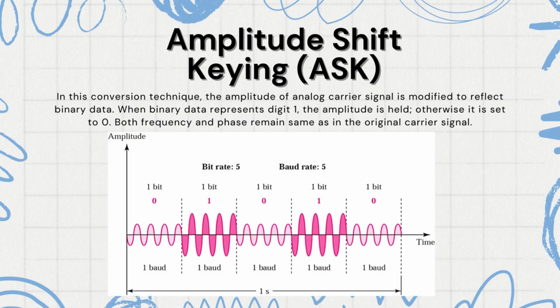Amplitude shift keying, ASK, is the simplest technique in this conversion. The amplitude of the analog carrier signal is modified to reflect binary data. When binary data represents digit 1, the amplitude is held, otherwise it is set to 0. Both frequency and phase remain the same as in the original carrier signal. This on-off amplitude modulation is widely used in applications like RFID and remote control systems.